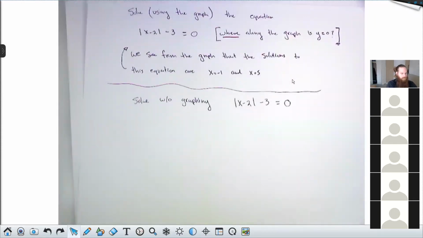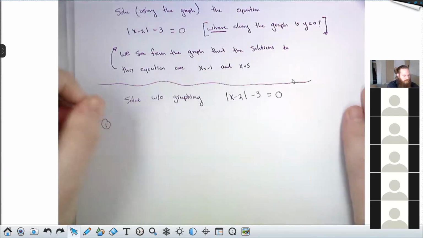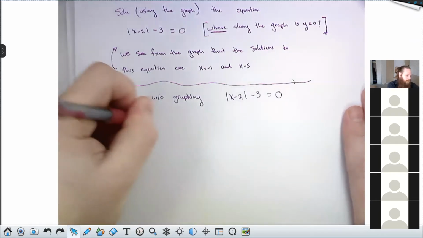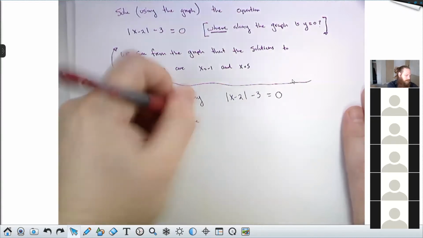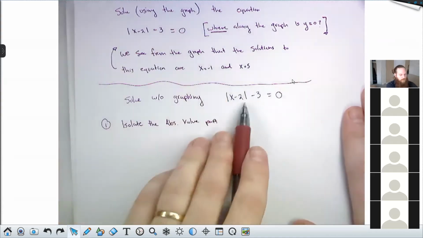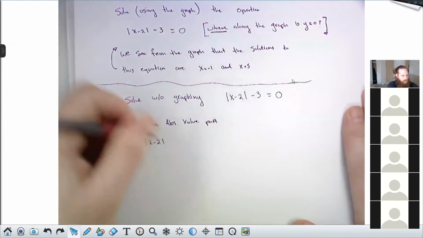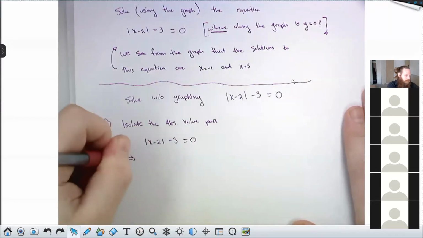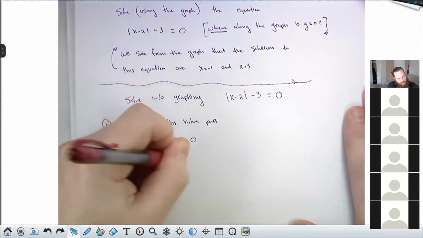Are you ready for this? Here's the trick. Anytime you want to solve an absolute value equation, first, isolate the absolute value part. So here, that would mean I just have to add the 3 over. I've got absolute value of x minus 2, minus 3 equals 0. I can add 3 to both sides, which is equivalent to saying the absolute value of x minus 2 is equal to 3.